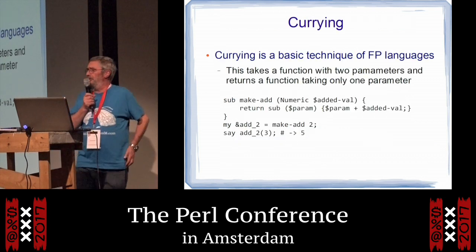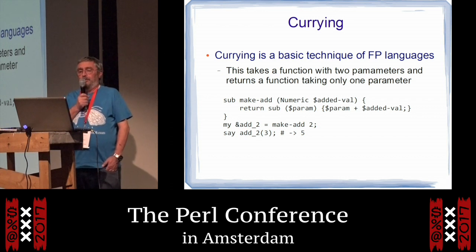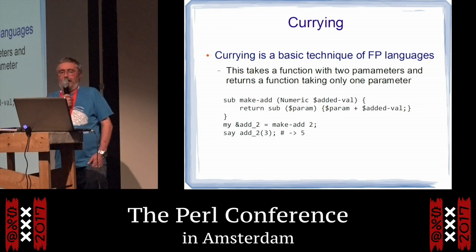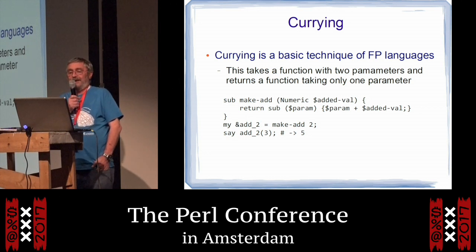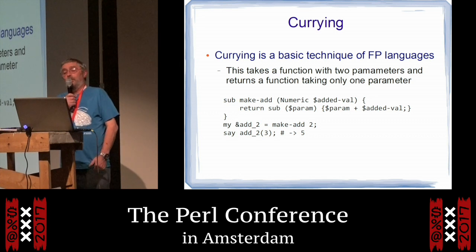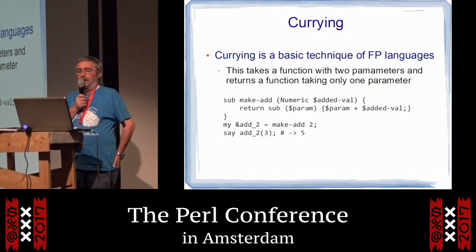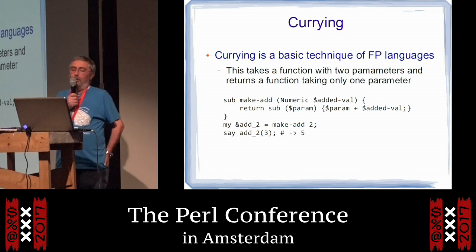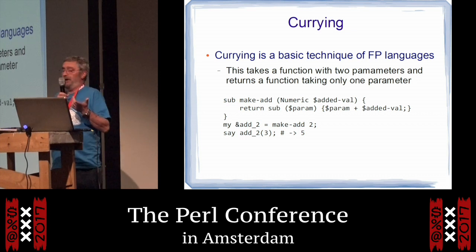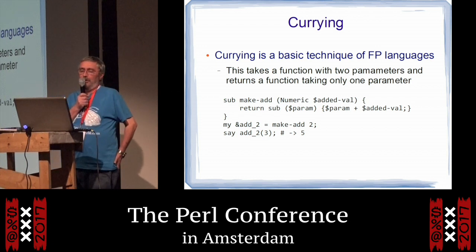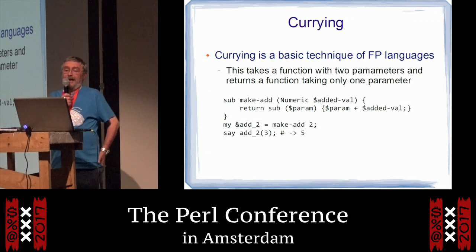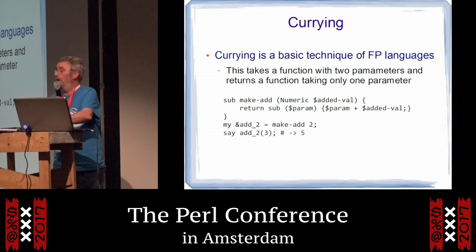Currying, this is another basic technique of functional programming. The example there, make add, takes a numeric value as a parameter and then returns a sub which will add the numeric value that I've got to the new parameter that I get. So the example here is my add 2 equals make add 2. So I'm passing 2 as a parameter. And then when I use add 2 and I pass 3, it will add 2 to 3 and give me 5. This you can also do in Perl 5.